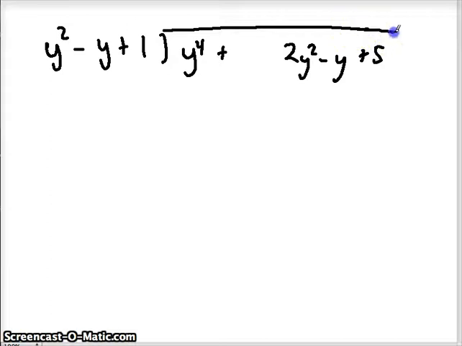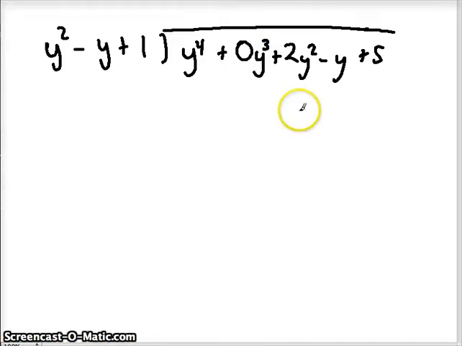Alright, so like I was talking about earlier, I left this blank because I don't want to erase and rewrite something, but if this was our polynomial, y to the fourth plus 2y squared minus y plus 5, you notice that we're missing a power. We're missing that third power, right? So anytime you have a division problem where you're missing one of those powers, you want to place a 0 in its spot. So we're going to say 0 y to the third in its place.